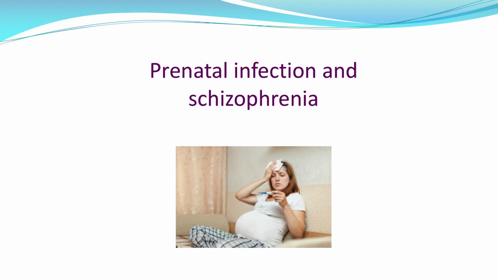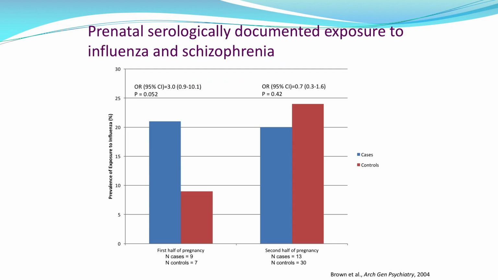So I'm going to talk just a little bit about our findings. And I guess what we're most known for in that study was prenatal infection. In this study, we measured antibodies to influenza, and we validated it against seroconversion to influenza in the sample, because we didn't have sufficient numbers of pregnant mothers who had serum drawn at multiple time points.